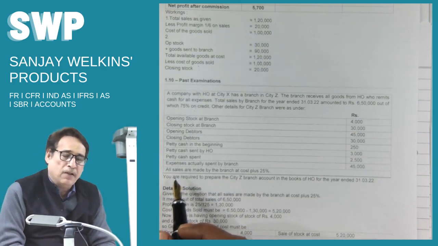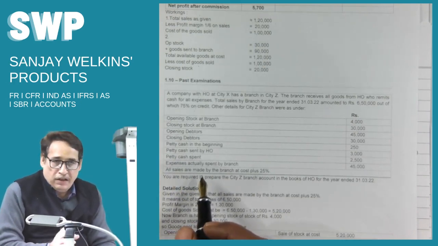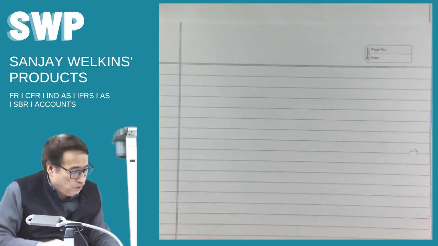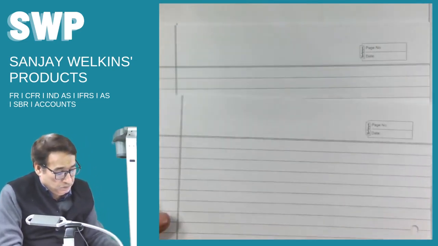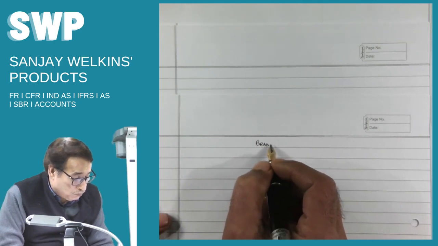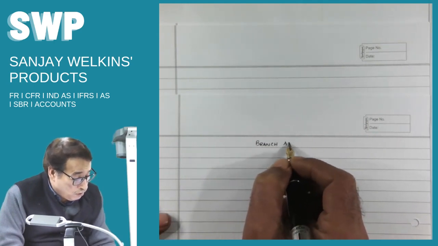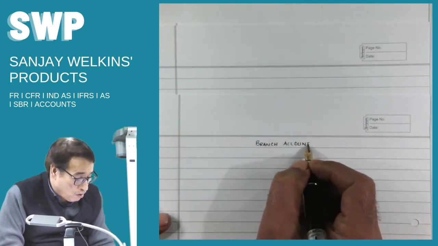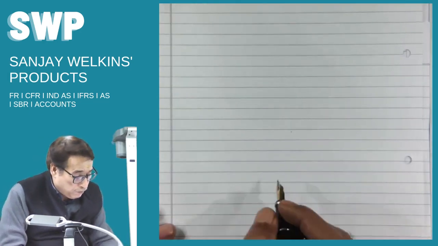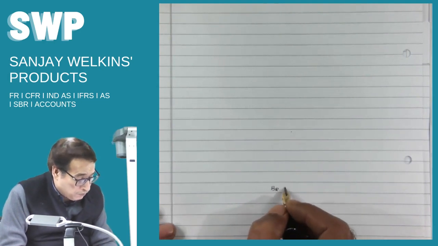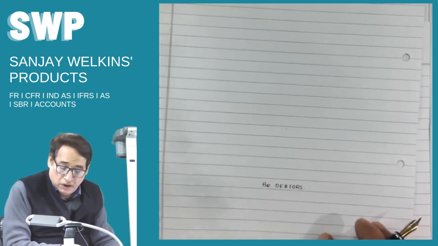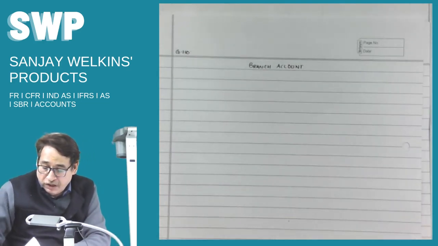Similar to the last question, even in this question it is written that the branch, after having received the goods, sells them at a margin of 25% on cost. We are supposed to prepare the branch account. So here we go and we prepare the branch account. This is question number 1.10. Besides the branch account, we are supposed to prepare the branch debtors account. Correct? If you want me to, I will stress the lines also.